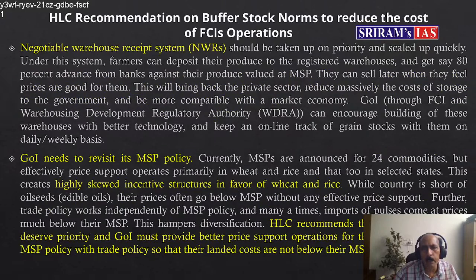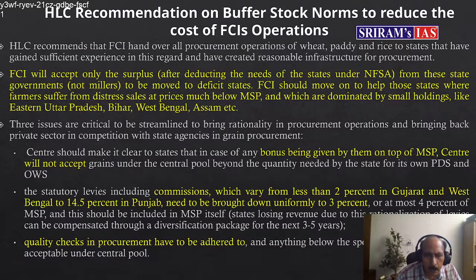Then the government set up a high-level committee to improve the efficiency of the FCI and reduce the cost of distribution, so that the fiscal burden could be reduced to a certain extent. Under this high-level committee, they gave certain recommendations to the central government, which were accepted by the government.